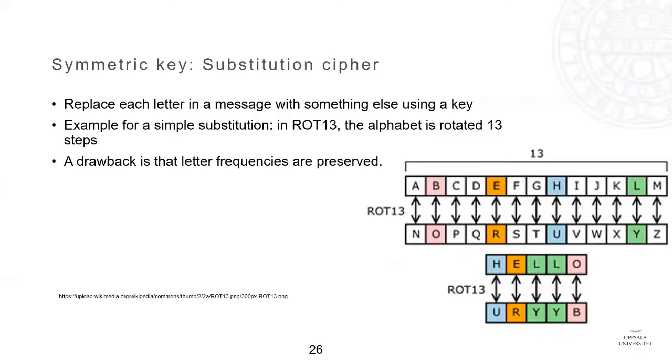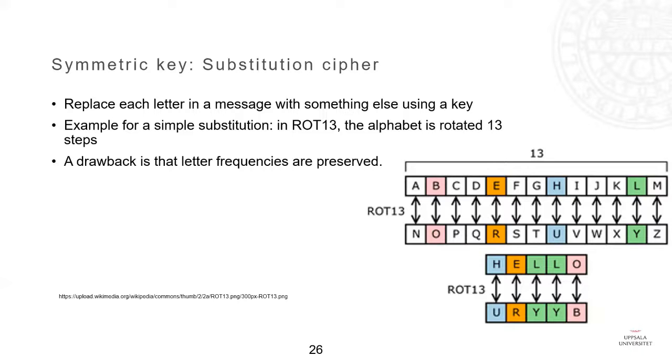There are several techniques that use symmetric key cryptography. We will look at some examples. One is called substitution cipher. In substitution cipher, each letter in a message is replaced with something else, for example, another letter.